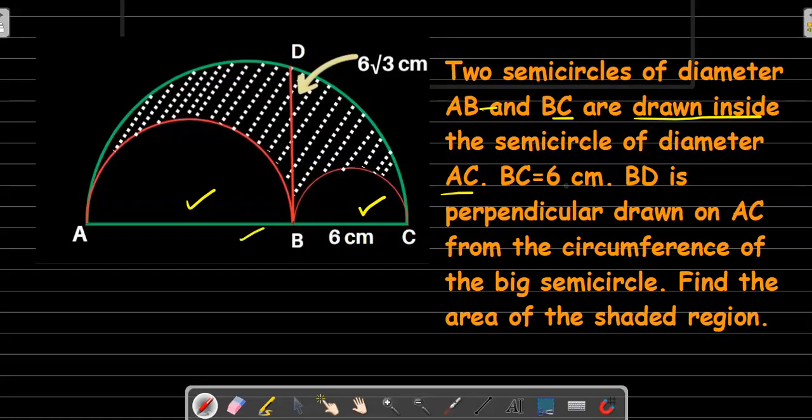Given that BC is equal to 6 cm. BD is perpendicular drawn on AC from the circumference of the big semicircle. This BD is the perpendicular that is drawn on AC from the circumference of the big semicircle. We have to find the area of the shaded region.